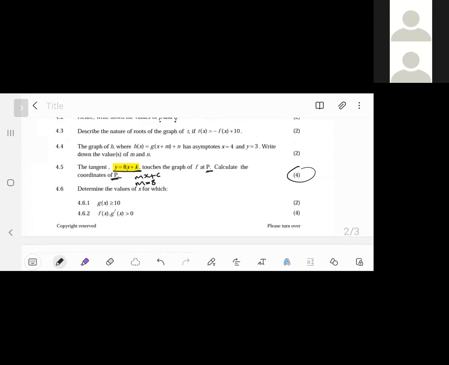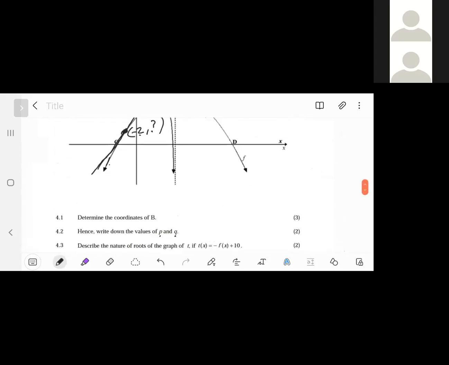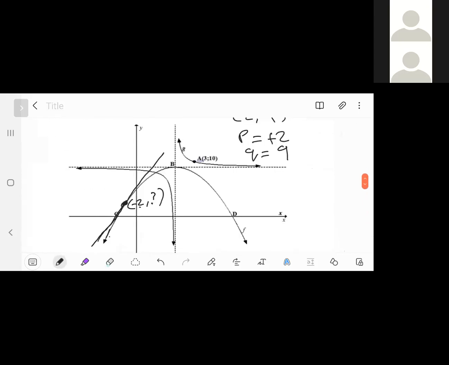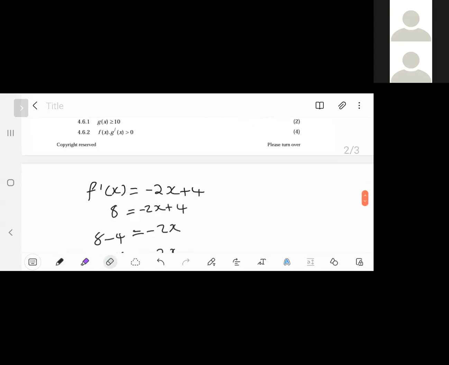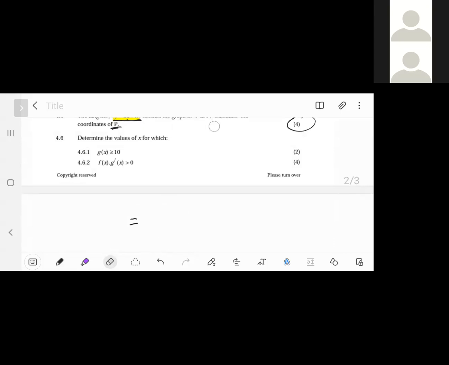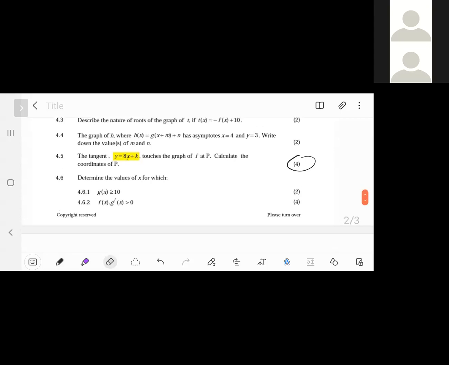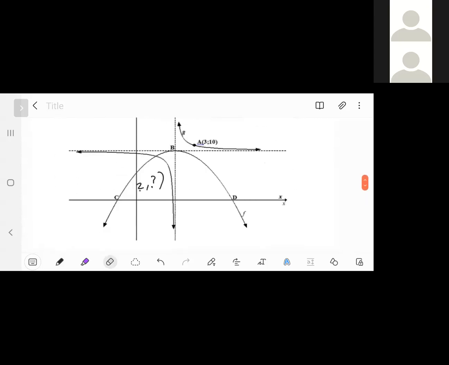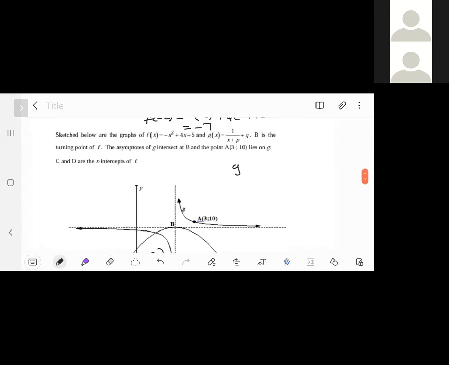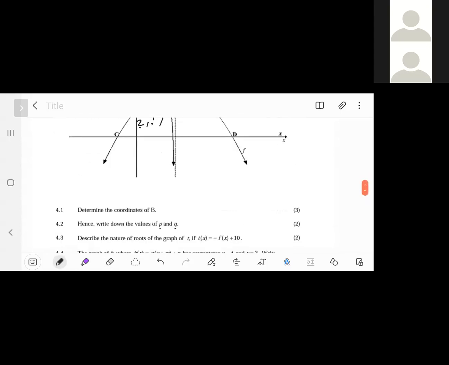Okay. So for which values of x will g of x be greater or equal to 10?